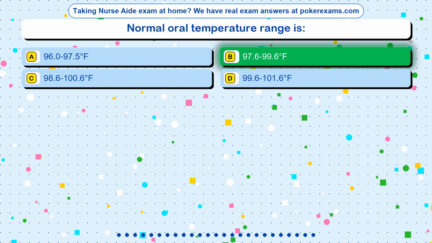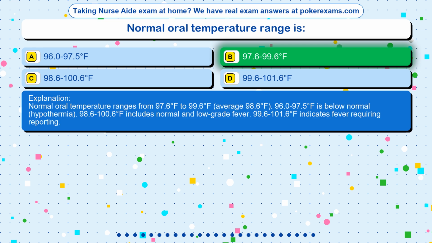The correct answer is option B. 97.6 to 99.6 degrees Fahrenheit. Normal oral temperature ranges from 97.6 degrees Fahrenheit to 99.6 degrees Fahrenheit, average 98.6 degrees Fahrenheit. 96.0 to 97.5 degrees Fahrenheit is below normal, hypothermia. 98.6 to 100.6 degrees Fahrenheit includes normal and low-grade fever. 99.6 to 101.6 degrees Fahrenheit indicates fever requiring reporting.